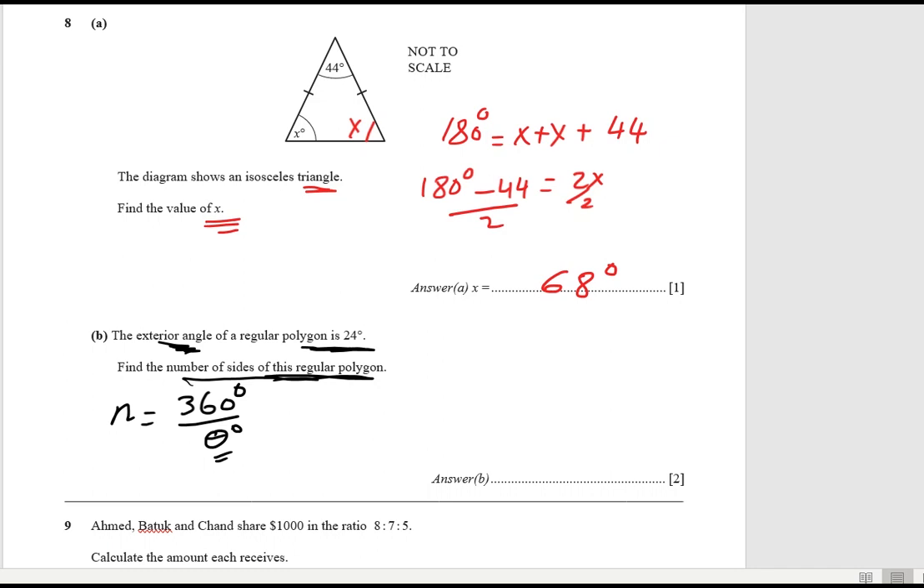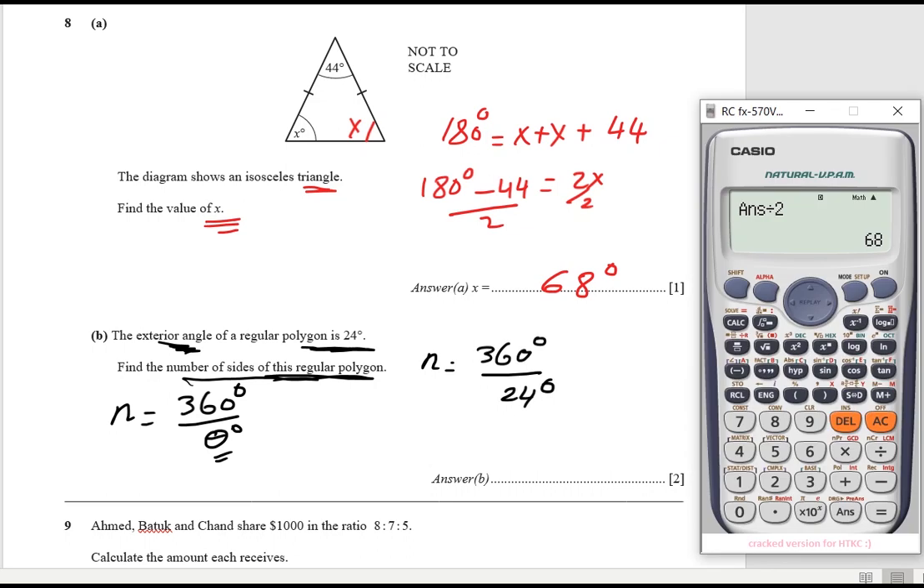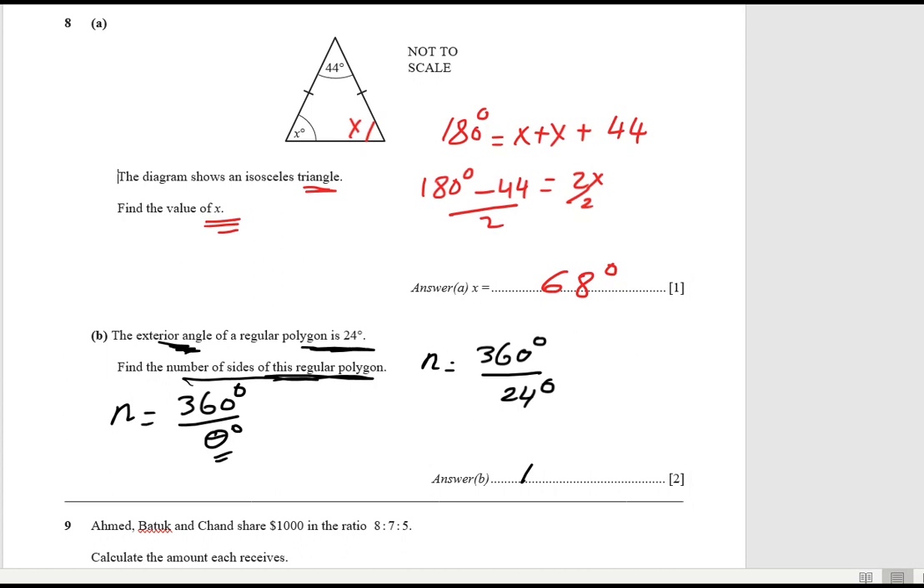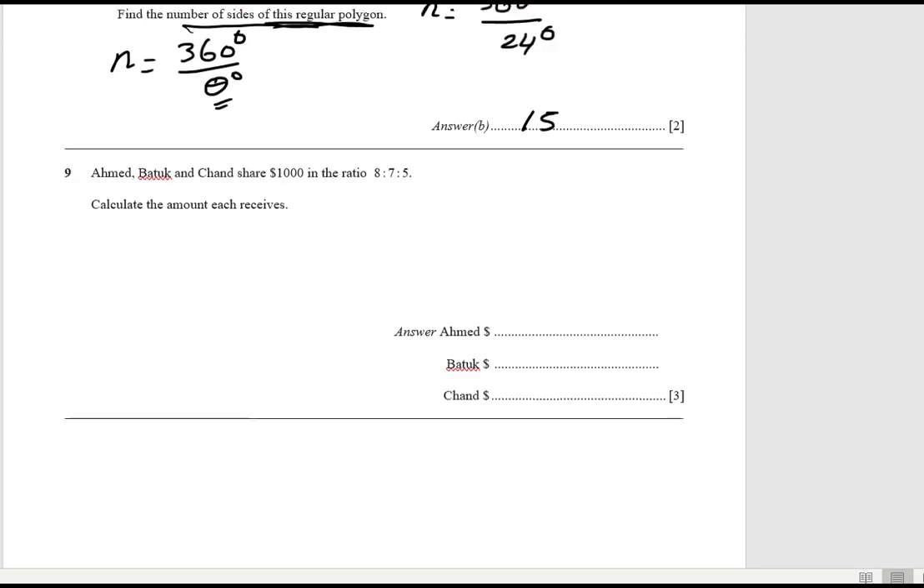So n is equal to 360 divided by 24. Let us use our calculator. 360 divided by 24 equals 15. So the number of sides n is equal to 15 sides.